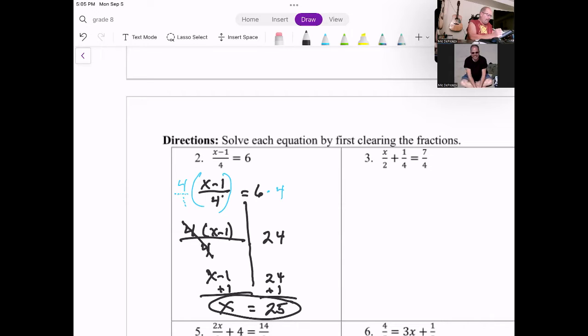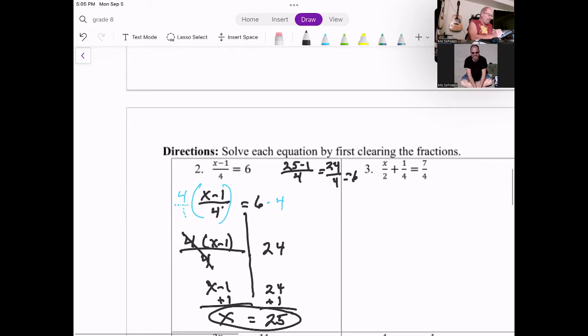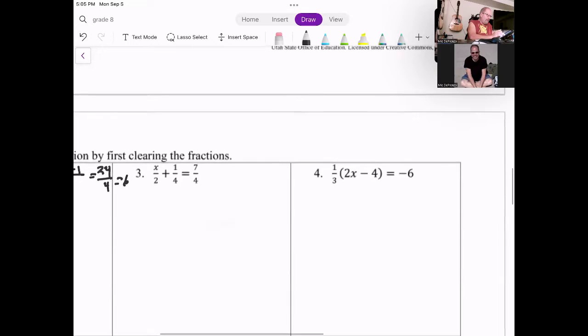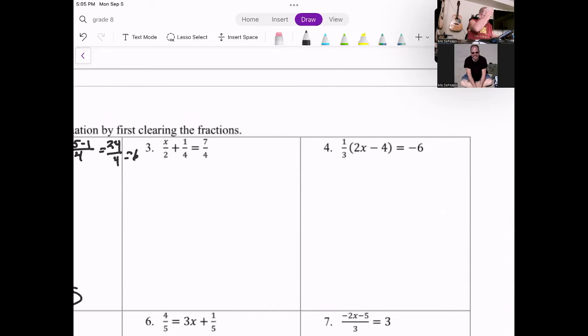If I wanted to prove that's my answer, 25 minus 1 over 4. That's 24 over 4. That's 6. That proved it. It makes it a true statement. Okay, so again, we're undoing division. We're clearing the fractions. That's actually the name of this process. It's called clearing the fractions. All those times we complained about fractions, now we don't have to have them anymore.